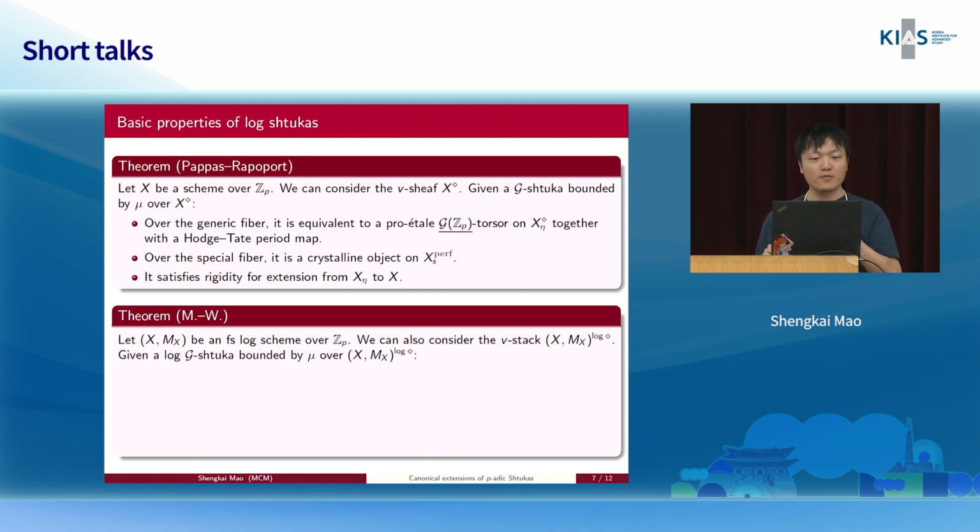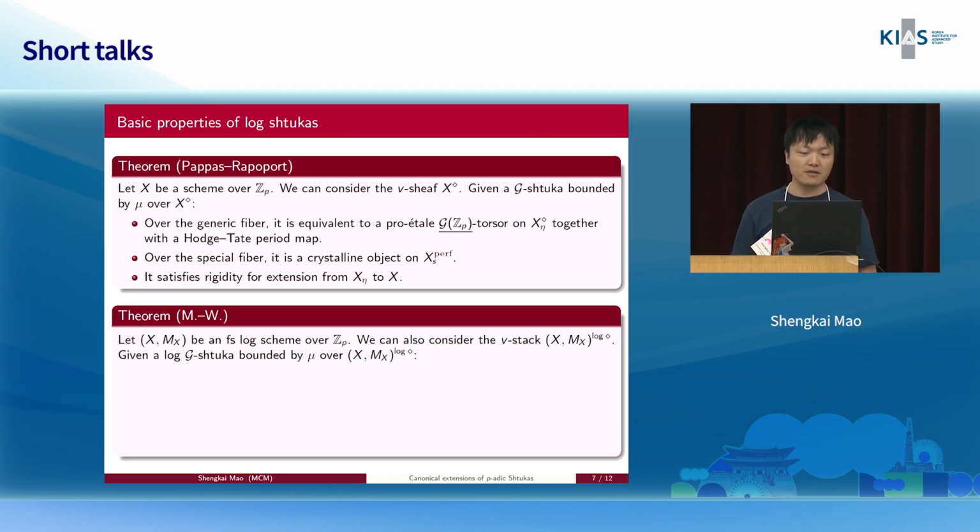So now the object will be a log scheme, an FS log scheme. This is a very typical assumption in log geometry. You can think about normal crossing divisors. We can also consider a log diamond. We learned this notion from Koshikawa-Yao's paper, but our treatment is slightly different because we define that as a v pre-stack, and it's a very difficult theorem to show we actually have a v-stack.